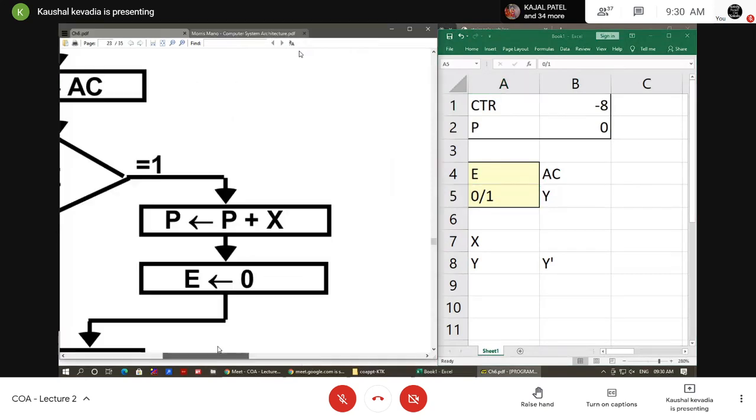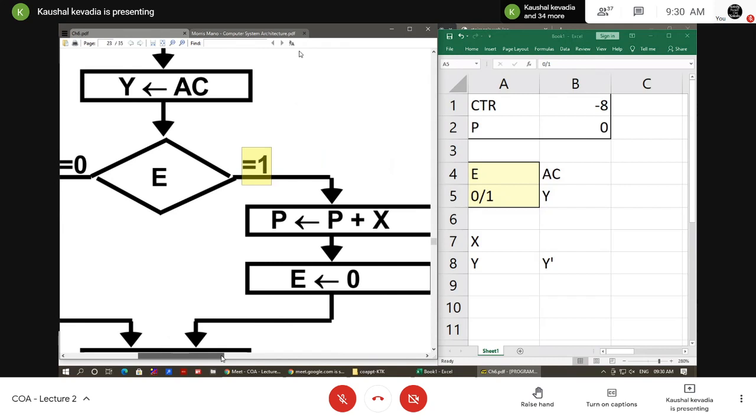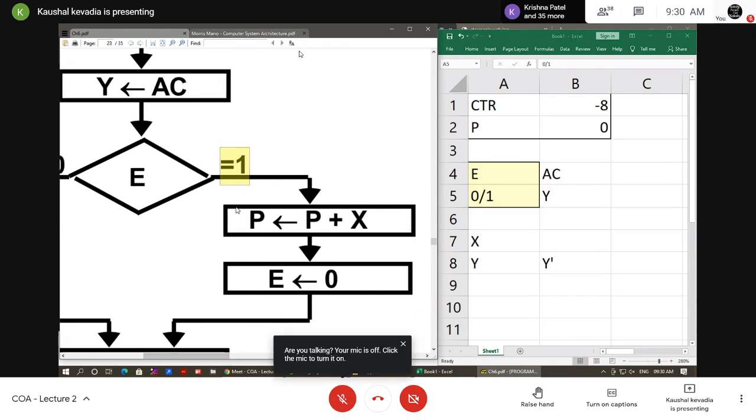So let me check what the value of e is, whether it is 0 or 1. There are two possibilities for the e register. Let me check if e has the value 1. Currently the first bit of y that has come is 1. So if e is equal to 1, I want to compute p plus x and store that answer into the variable p.